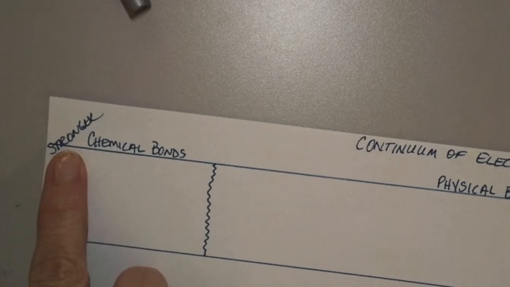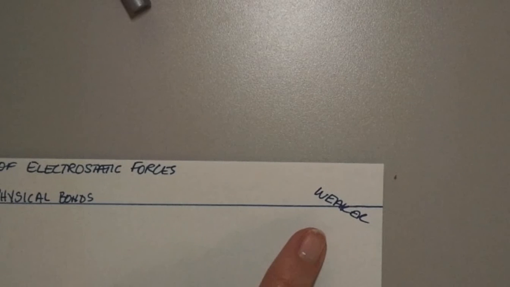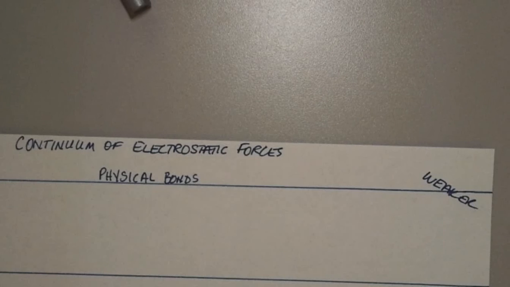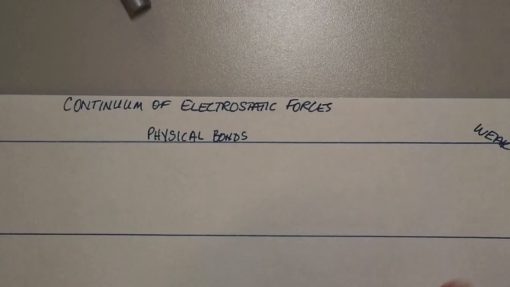Weaker over here. I'm going to take my colored pencil that I chose, and I'm going to color this band in, and it's going to be light on one end and dark on the other. Light where it says weaker, dark where it says stronger.